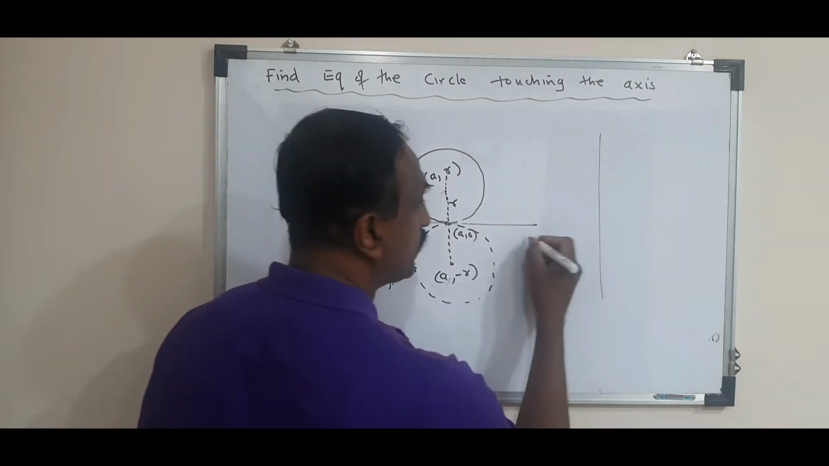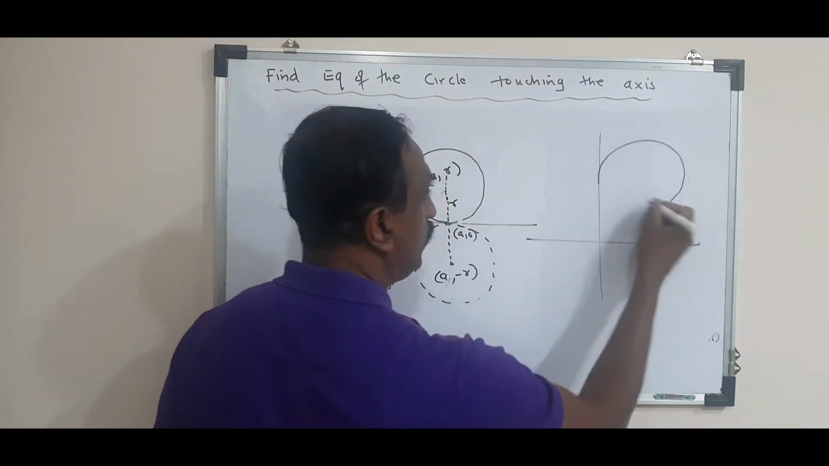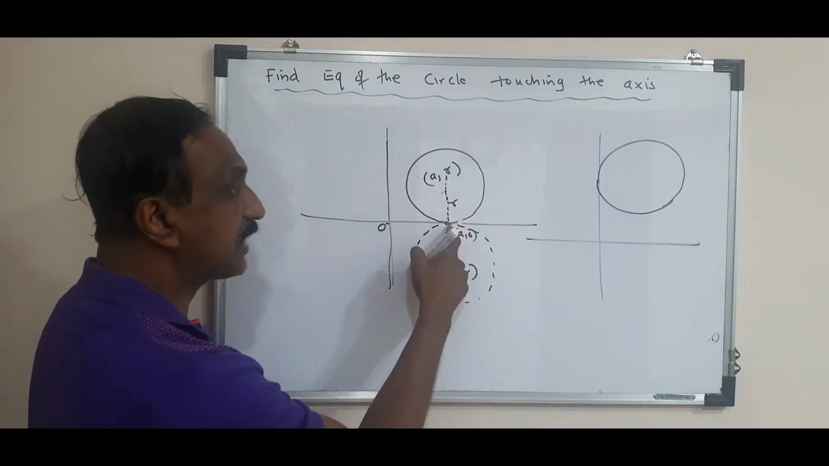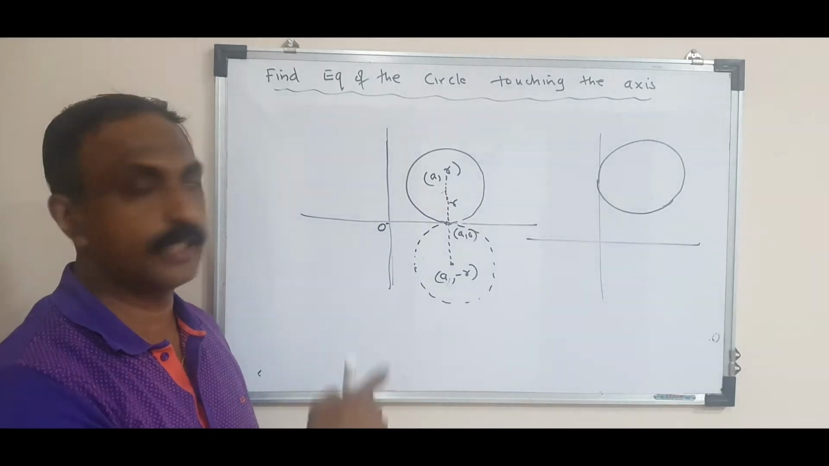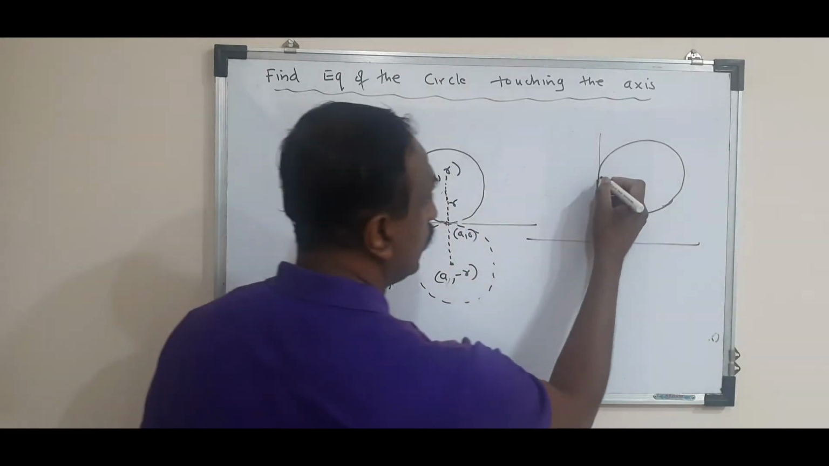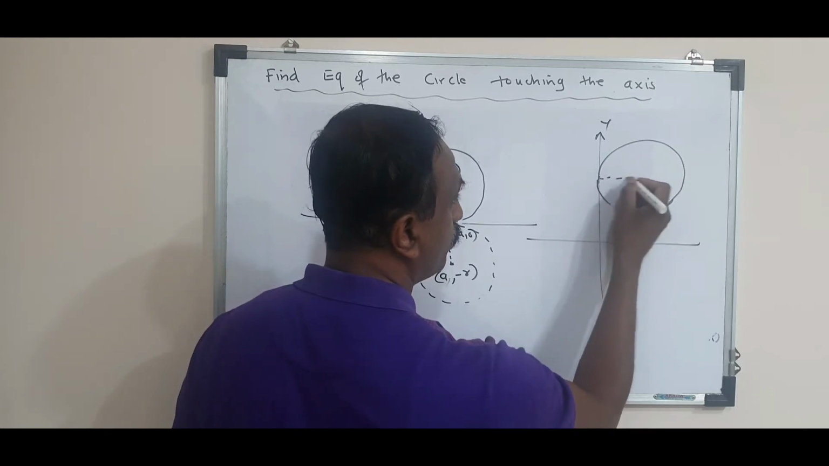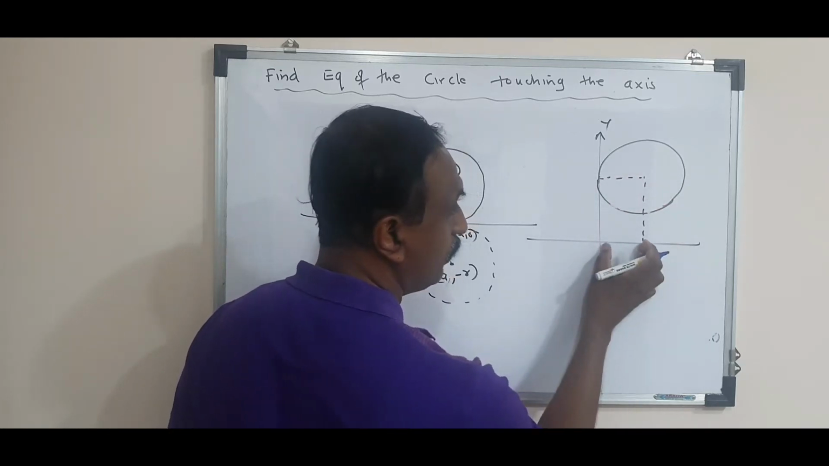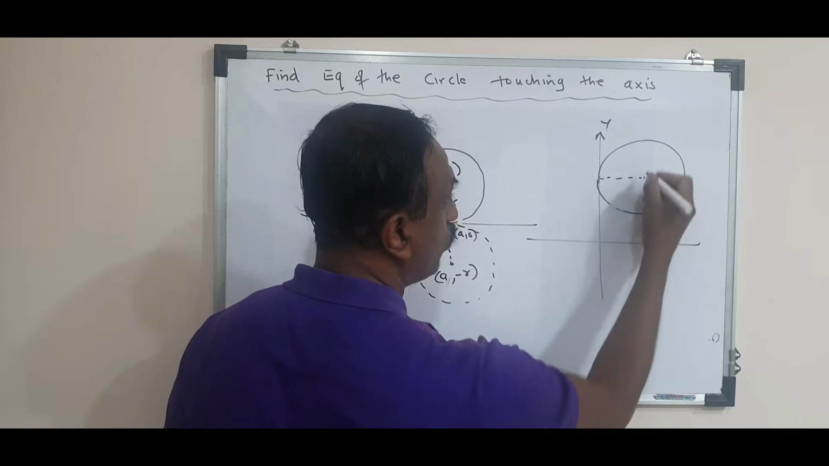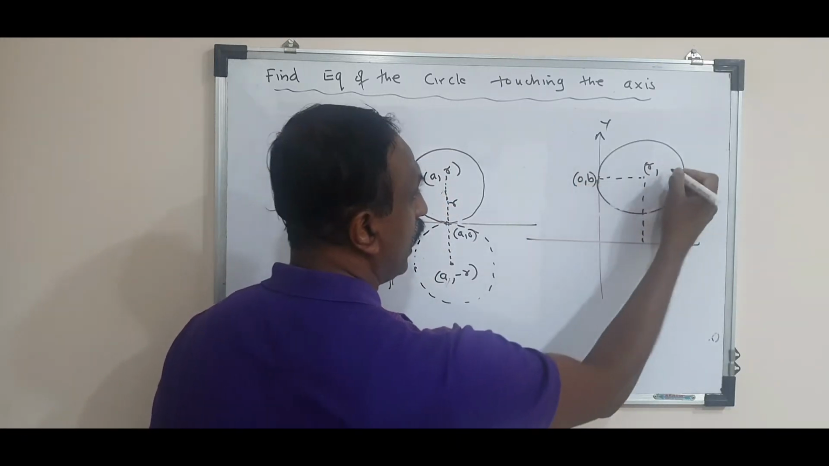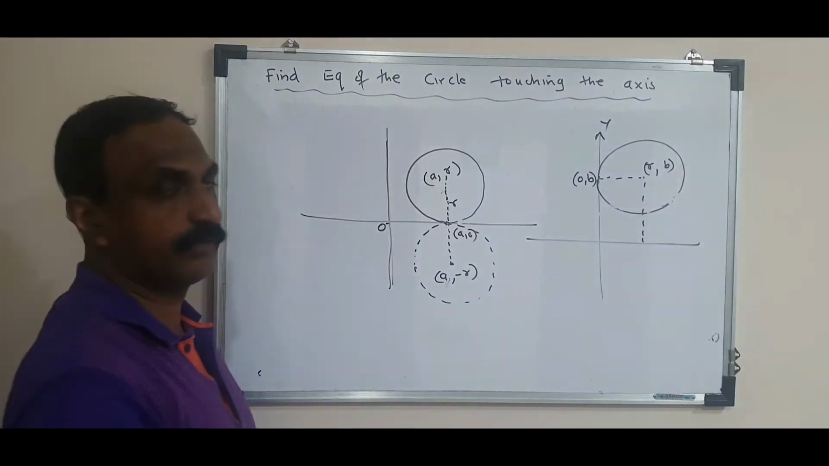If the circle touches the y-axis, what will be the difference? Here, when it touches the x-axis, the y-coordinate was the radius. So naturally, now when it touches the y-axis, what will happen? Let's have a look at this. This will be the radius. So the radius will be the x-coordinate of the center. And if it touches at (0, b), then b will be the y-coordinate of the center.